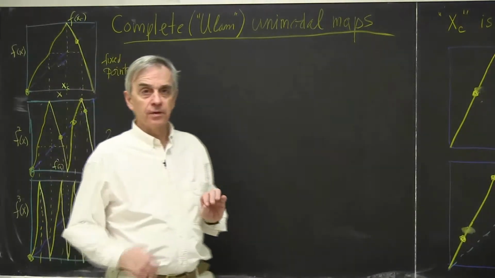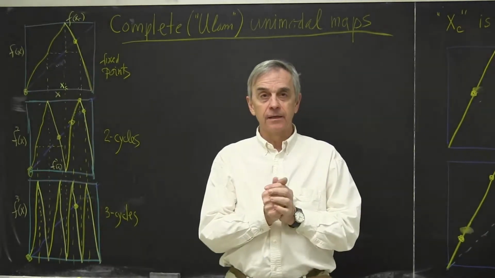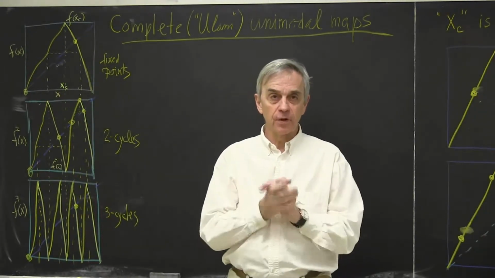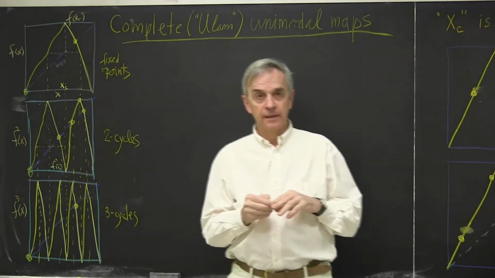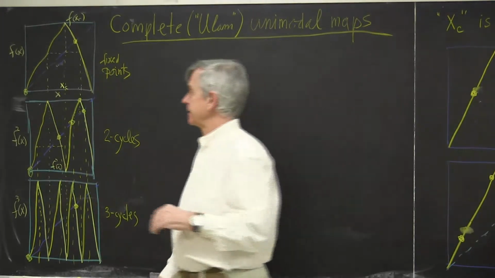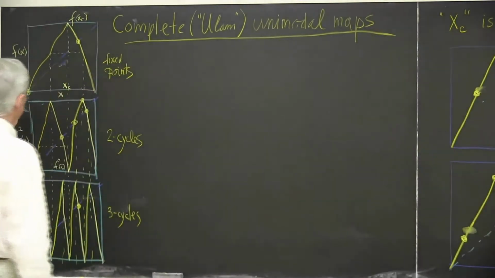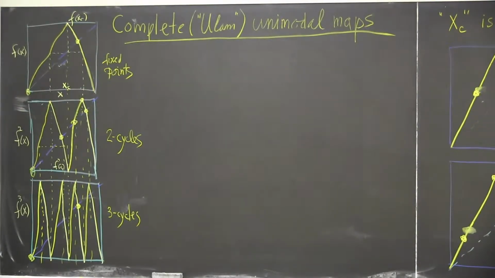I would like to motivate in a very simple way why there is a topological equivalence, a topological conjugacy between all unimodal maps. And the idea is very simple. Here is a one-dimensional unimodal map which has two branches. There is a monotone branch going up and a monotone branch going down.